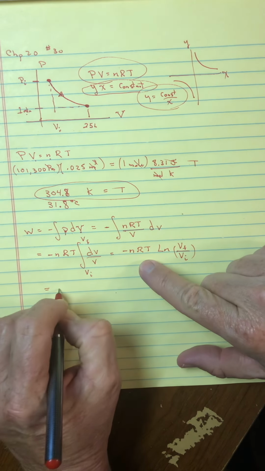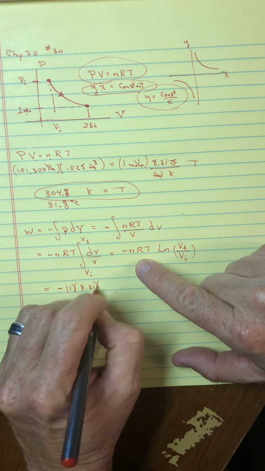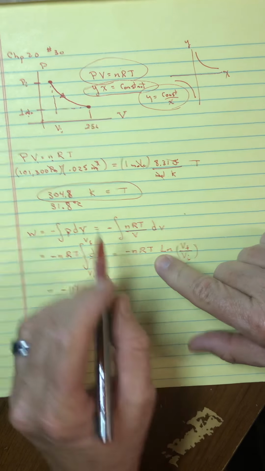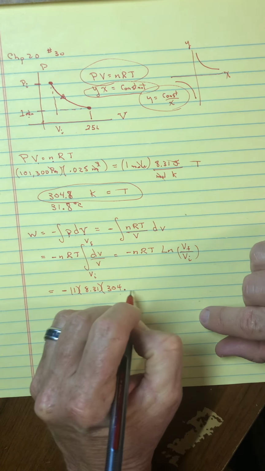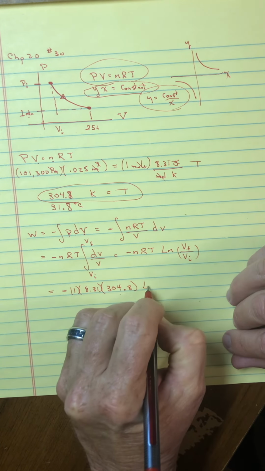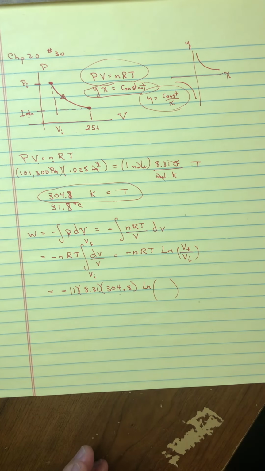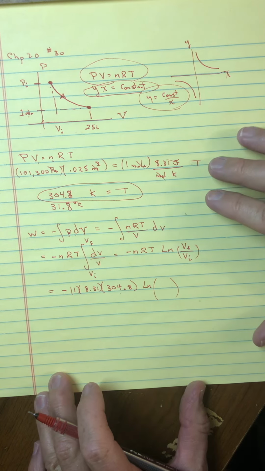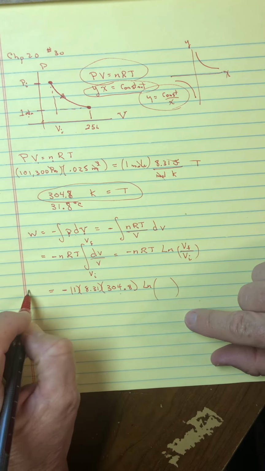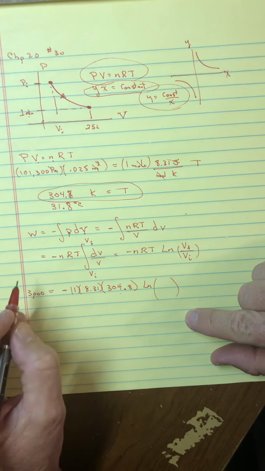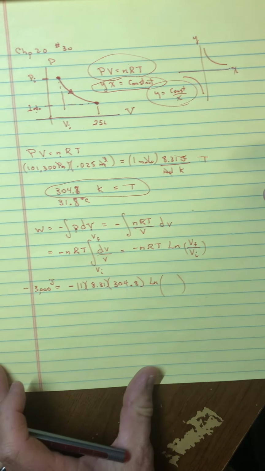And then you can see we're ready to plug this in and get an answer. We know that the number of moles is 1. We know R is 8.31. The temperature, whether you want to call it initial or final, doesn't really matter. We've already figured that to be 304.8. And then we have the ratio of the initial over the final. Let me hold off because I'm going to talk to you about units here. But the other thing to put in here is they say 3,000 joules. So I'll put a little J there for joules. But I do need to throw a negative sign in here.